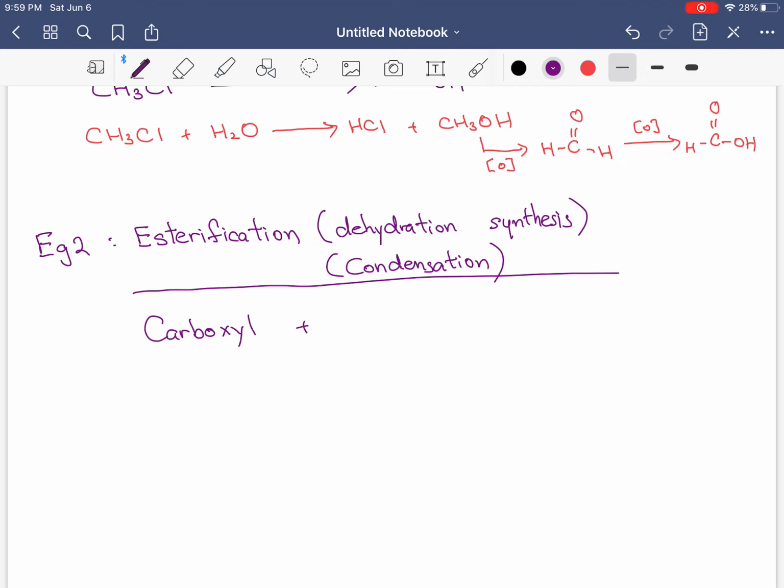So to make this work, you take a carboxyl, and you react that with an alcohol. Under heat and under the presence of sulfuric acid, you will get an ester plus water. So that's the general reaction.